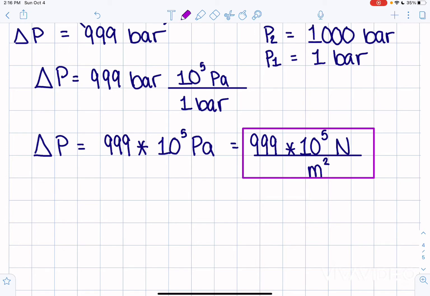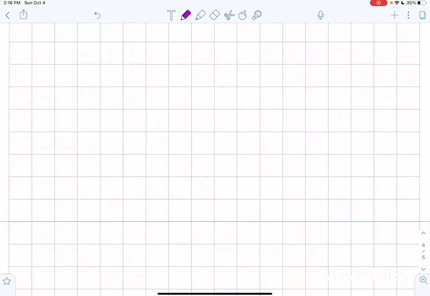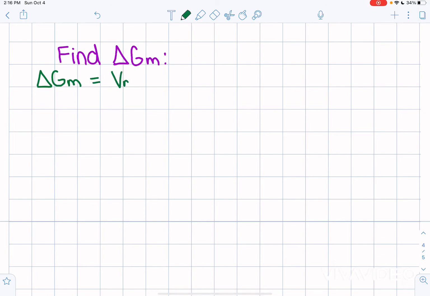Now, the next thing that we are going to do is find our delta G sub M. And you may remember that the equation we're going to use for that is delta G sub M equals our molar volume, and we want that in meters cubed, times our delta P, which we want to be in newtons per meter squared.